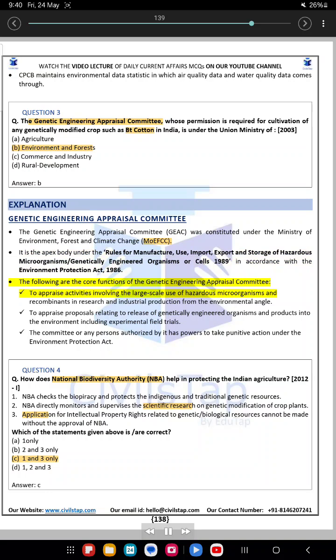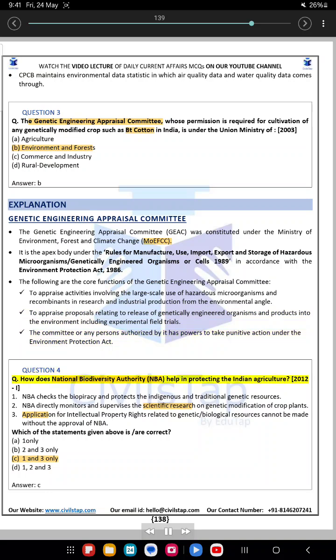The following are the core functions of the Genetic Engineering Appraisal Committee: to appraise activities involving the large-scale use of hazardous microorganisms and recombinants in research and industrial production from the environmental angle; to appraise proposals relating to release of genetically engineered organisms and products into the environment including experimental field trials. The committee or any persons authorized by it has powers to take punitive action under the Environment Protection Act.